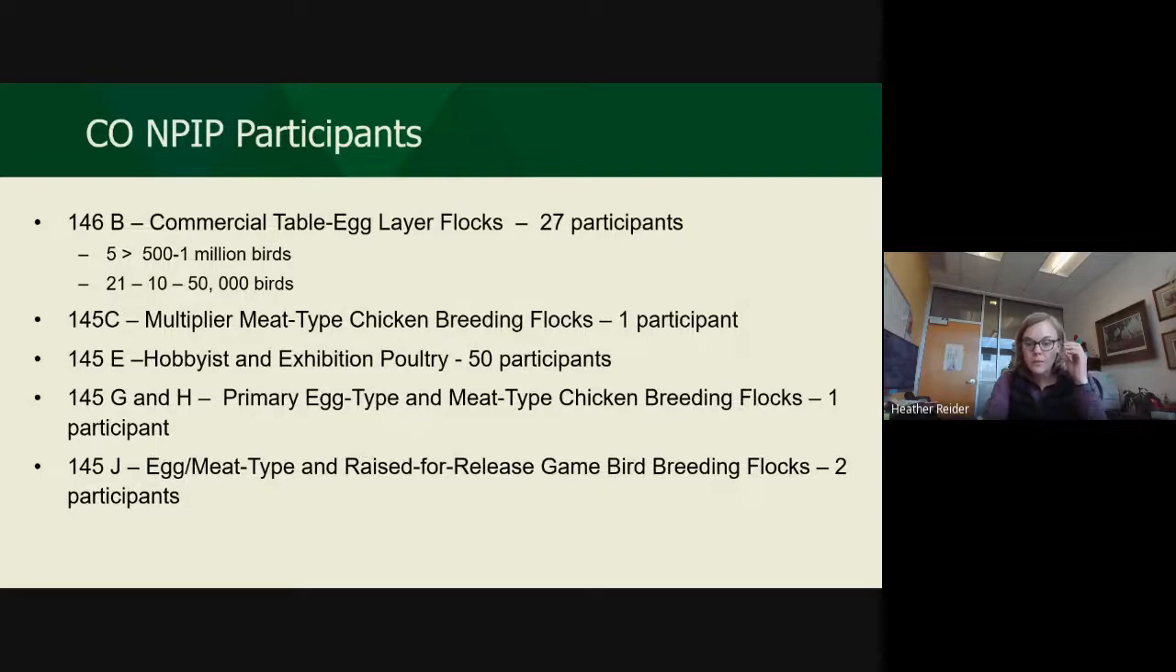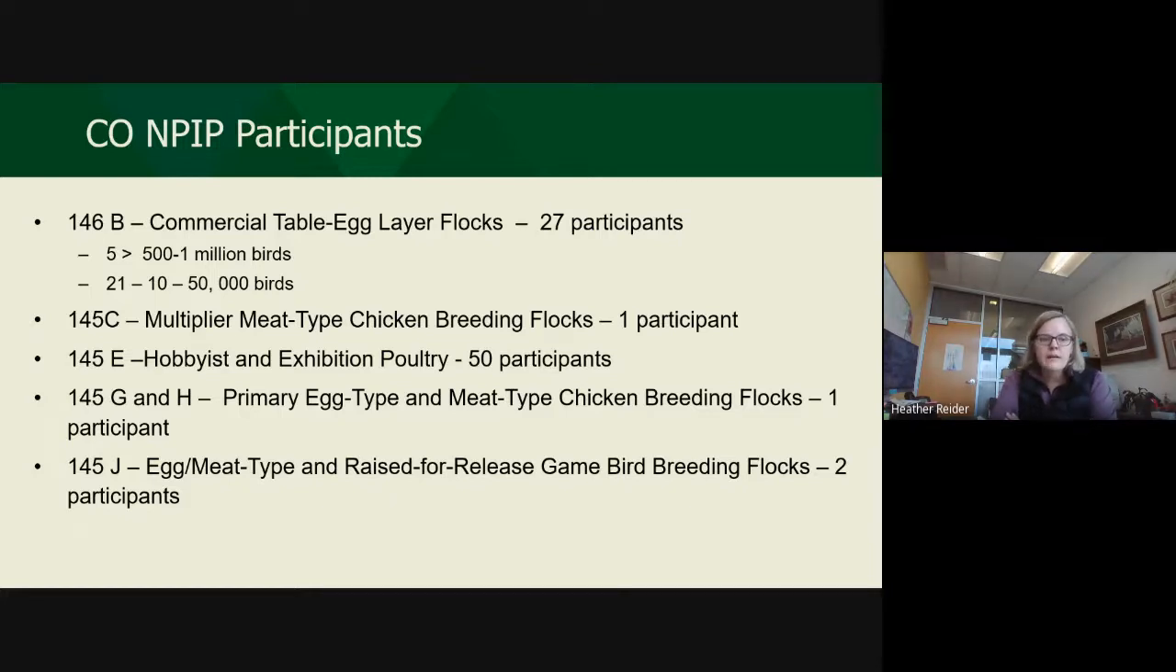This is just a quick snapshot of Colorado, what we look like within the NPIP and our participants. Our 146B, in terms of size and egg production, is our largest group, just on the sheer volume of their production. We have 27 participants in that category. Five of them are usually greater than 500,000 to 1 million bird production, so they're fairly sizable.